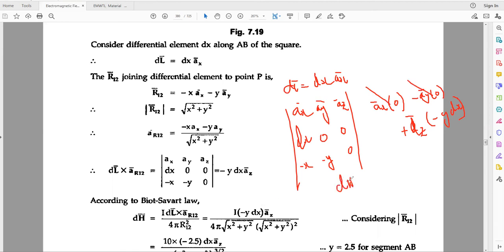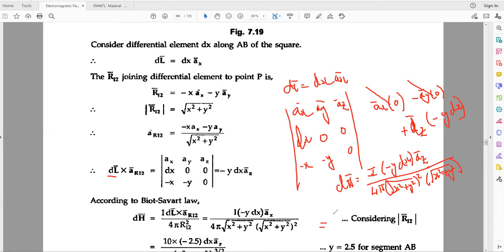So dH bar is equal to I dl bar cross ar bar. I take only the dl bar here. So I into dl bar cross, we got as minus y dx az bar, and in the denominator there is 4 pi r12 square. 4 pi r12 square, we already know that is under root of x square plus y square whole square. The under root of x square plus y square is a distance, and meanwhile I told that is a12 bar. I am taking only the ax and ay coefficient, but here the under root of x square plus y square is also there.